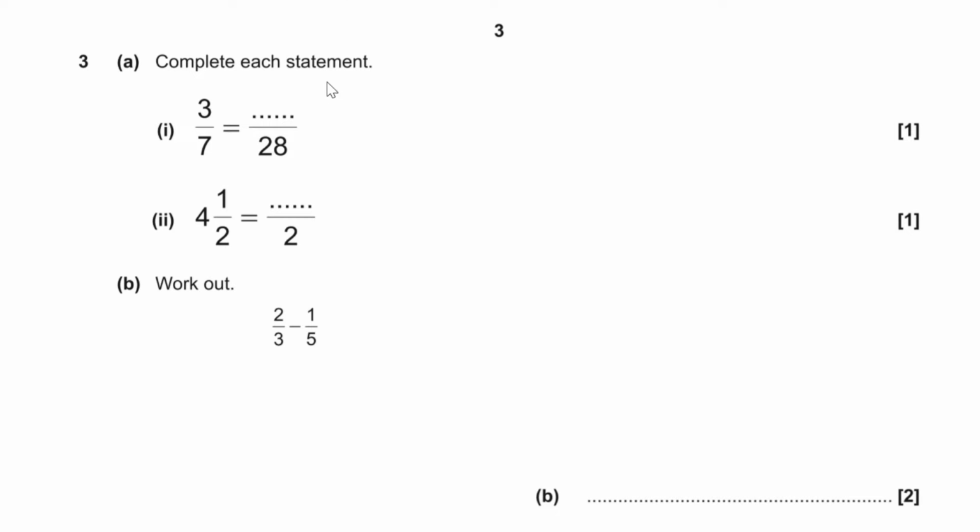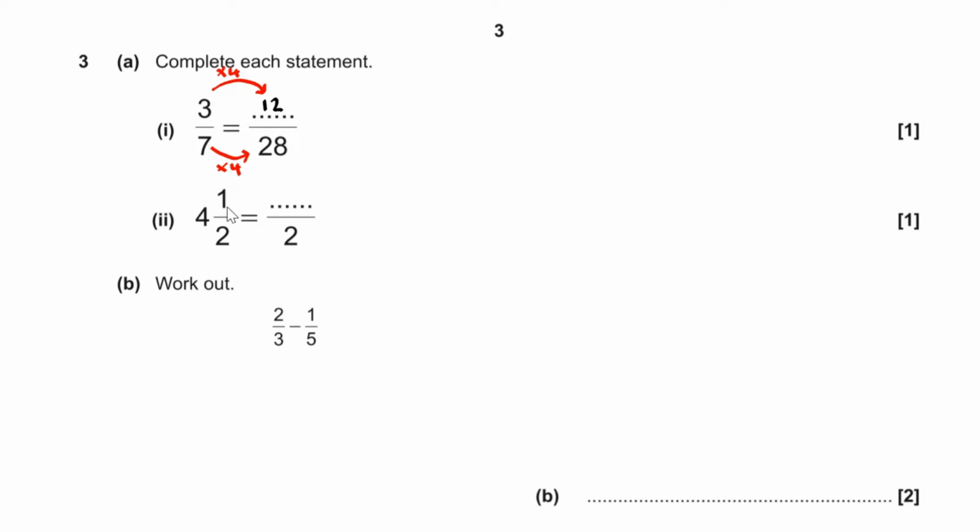Question number 3. We have to complete each statement. For the first part, we've got 3/7 equals something over 28. Well, you can see to go from the 7 to the 28, we multiply by 4, and therefore 3 times by 4 is 12. So 3/7 is the same as 12 over 28.